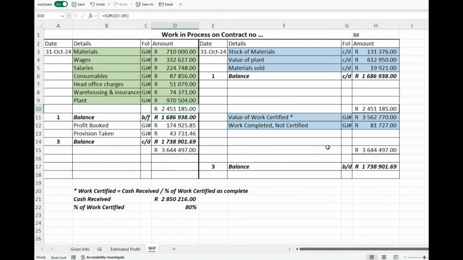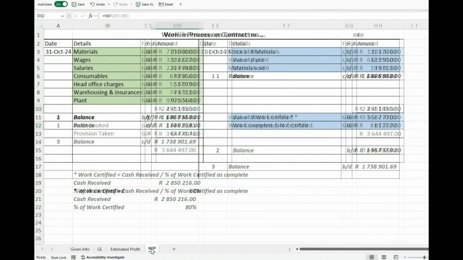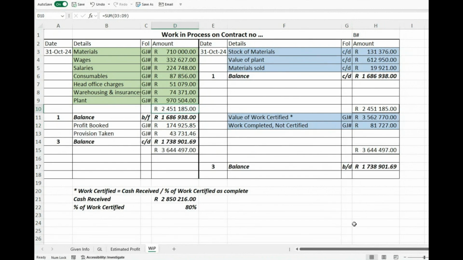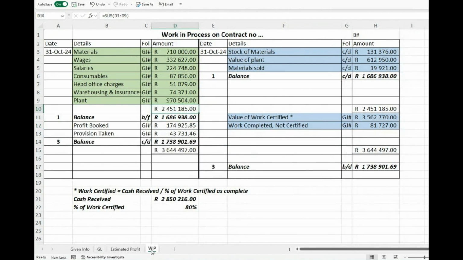Another thing that you're going to repeat from the GL is the value of the work certified and the value that is completed but not certified. So you're going to put all of that in. It's not a surprise that everything here so far on your credit side will look exactly like your credit side looked on your GL. There's no difference.